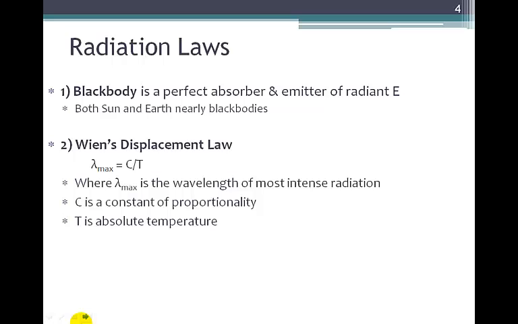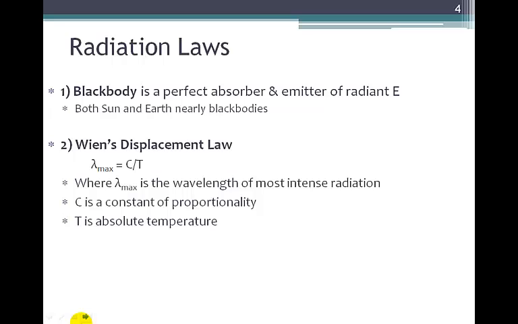There are a series of 3 radiation laws that we use to describe how radiation behaves in the Earth atmosphere system. The first one is simple. It just is a definition, really, of a black body. And a black body is something that is a perfect absorber and emitter of radiant energy. So it absorbs all of the energy that's cast upon it, and then it re-emits all of that energy. It doesn't store any. And we can say that the sun and the earth are both nearly black bodies.